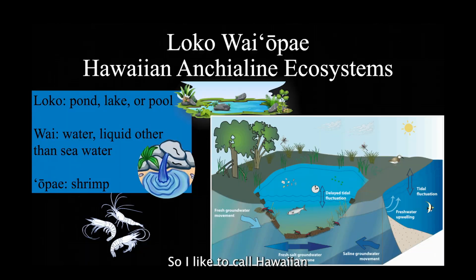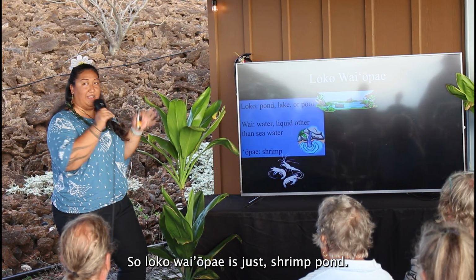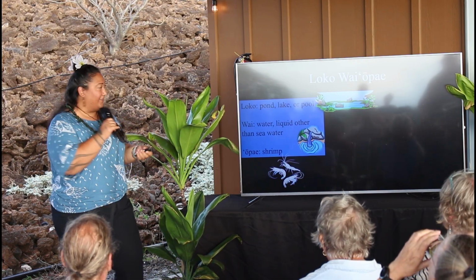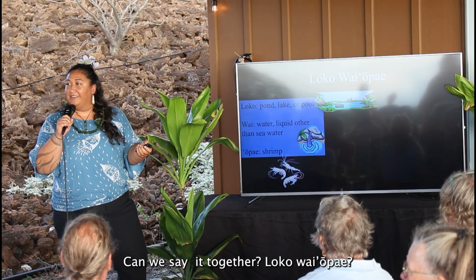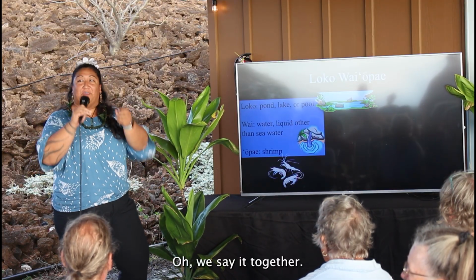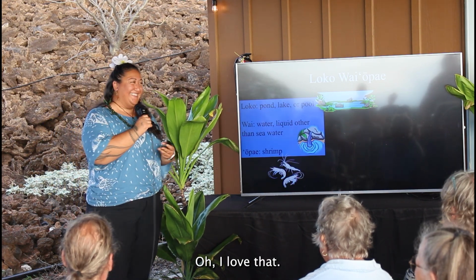So I like to call Hawaiian anchialine ecosystems loko wai'pae, where loko means pond, lake, or pool. Wai is water or any liquid that isn't seawater. And ōpae just means shrimp. So loko wai'pae is just a shrimp pond. Can we say it together? Loko wai'pae. Oh, I love that.